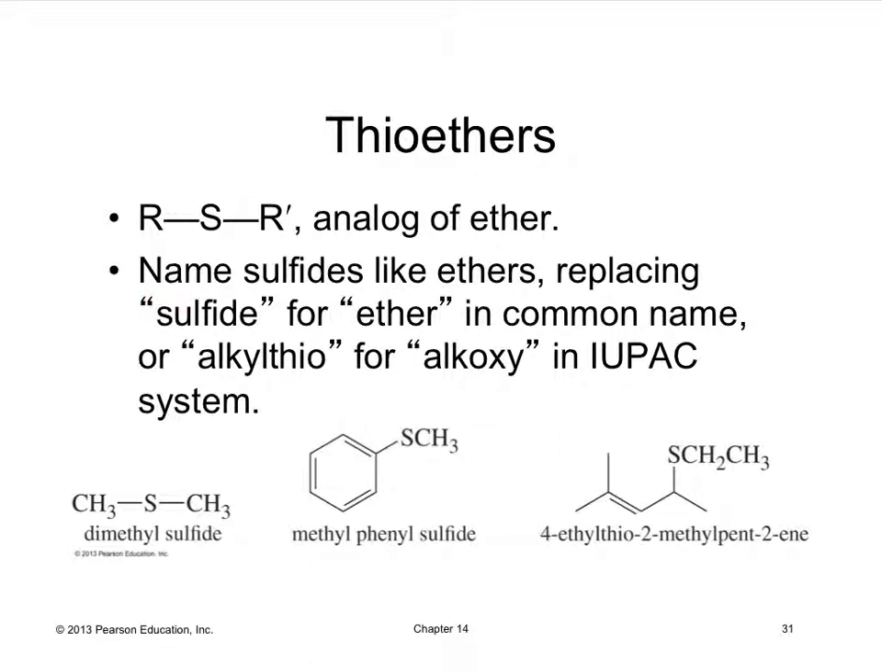You essentially name sulfides like ethers by replacing ether with sulfide, or alkoxy with alkylthio in the IUPAC system. Here are examples below. This is dimethyl sulfide, methyl phenyl sulfide, and 4-ethylthio-2-methylpentene. So shown here, right? So this is the longest chain.